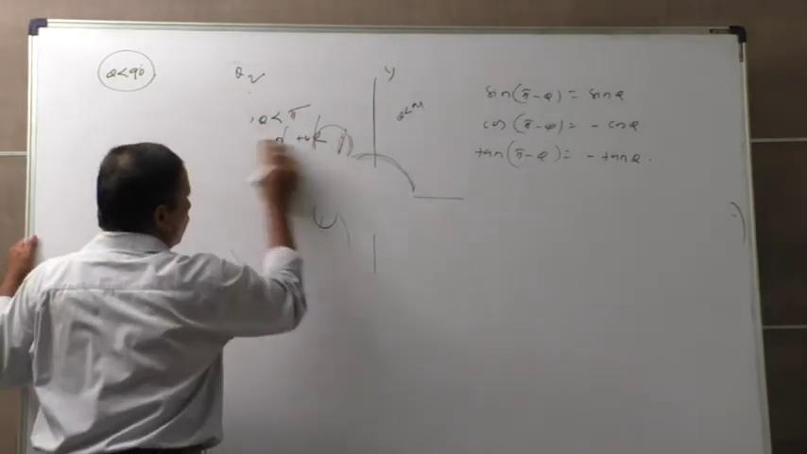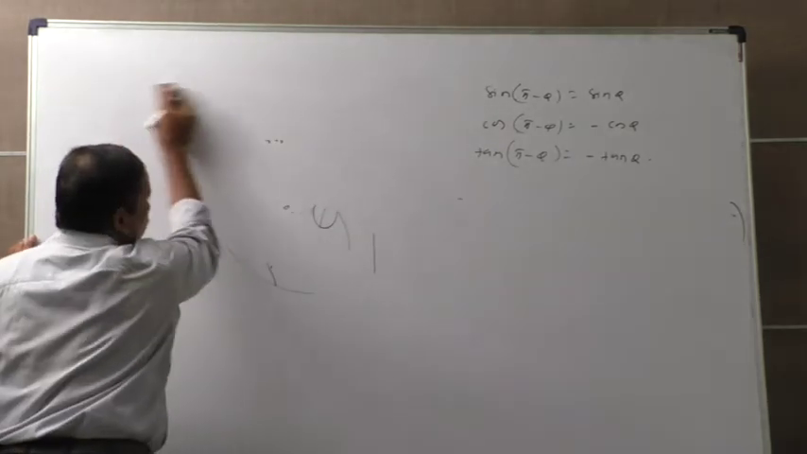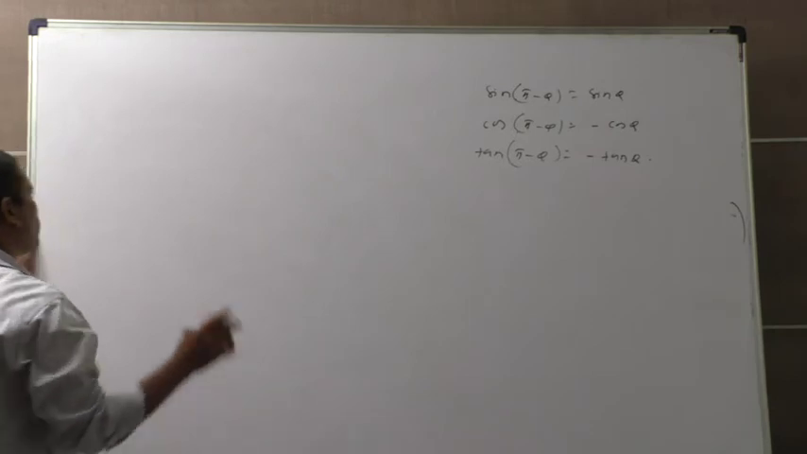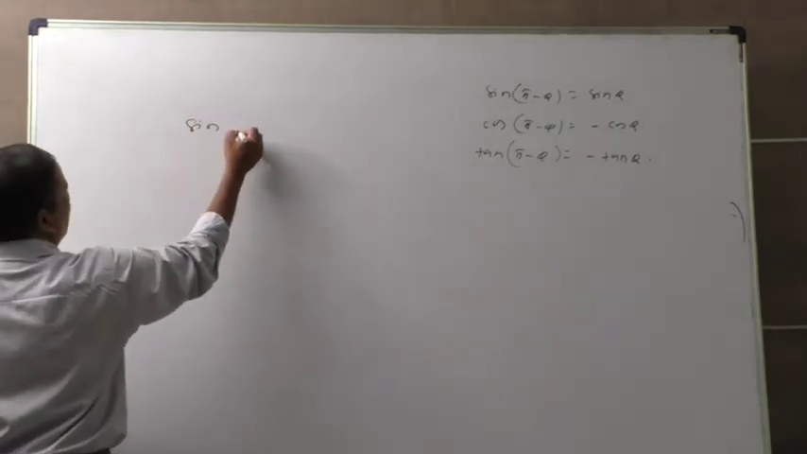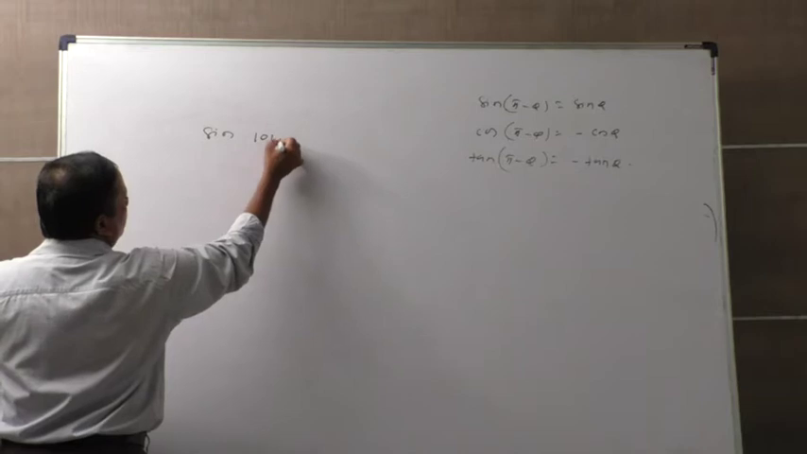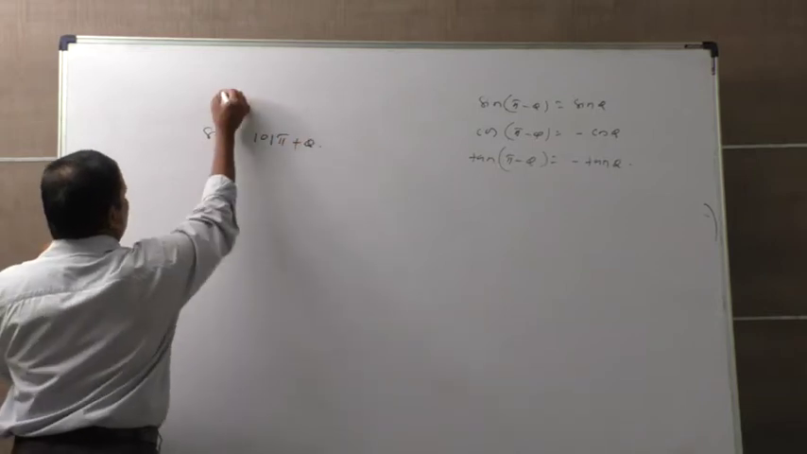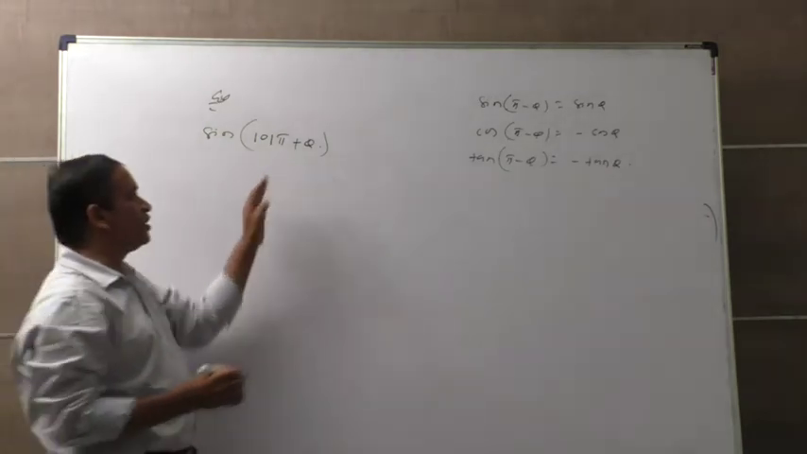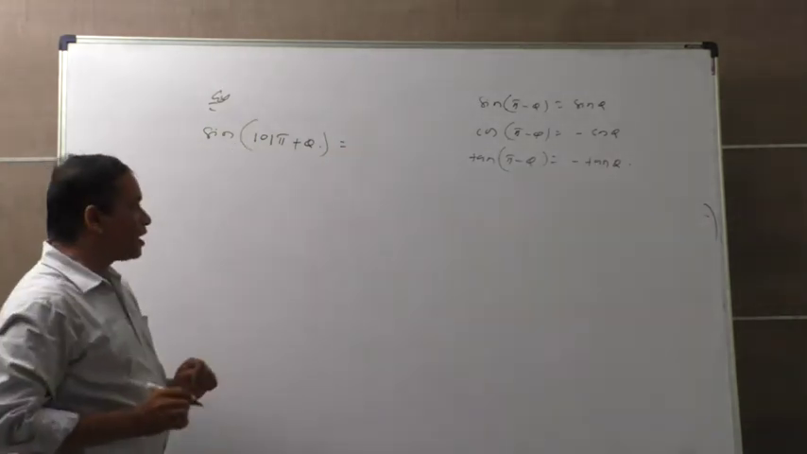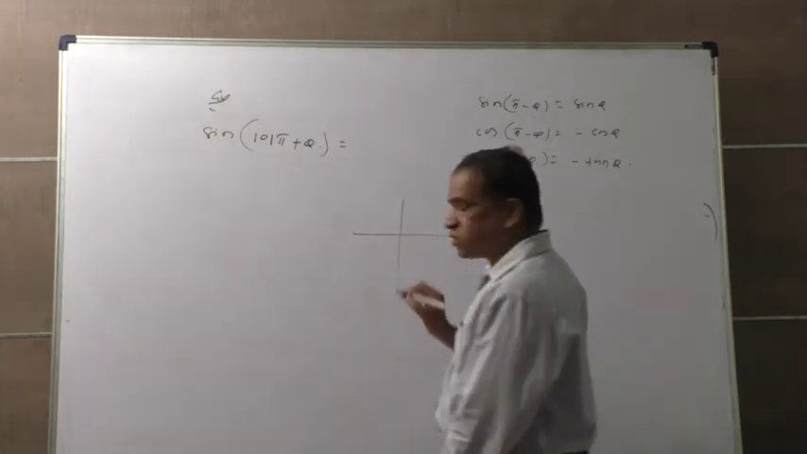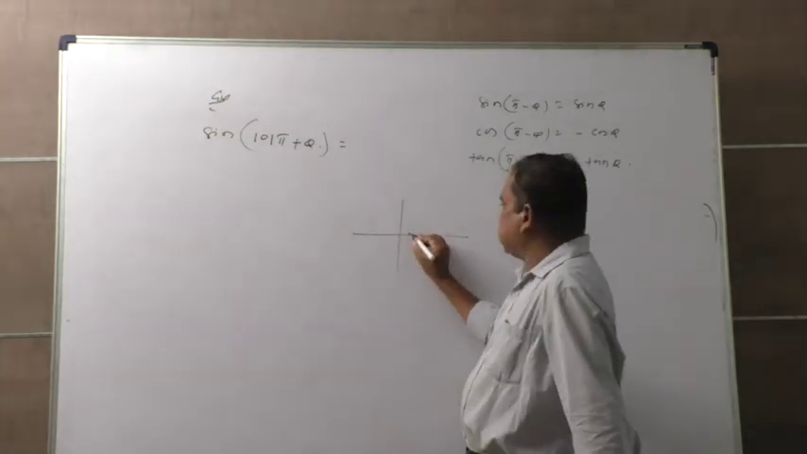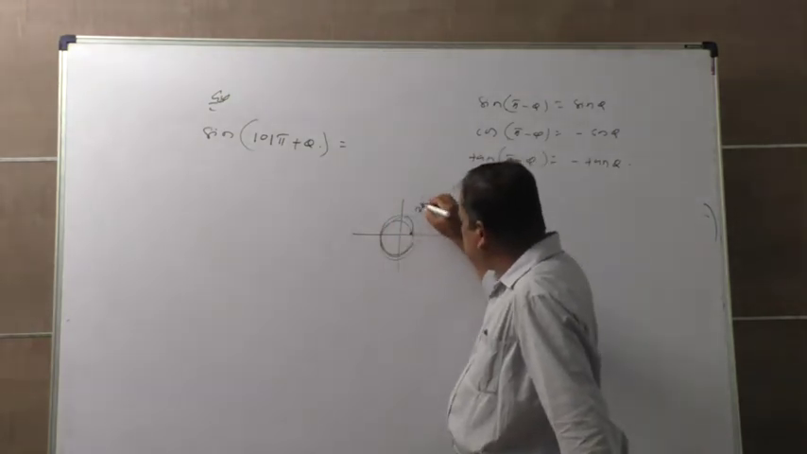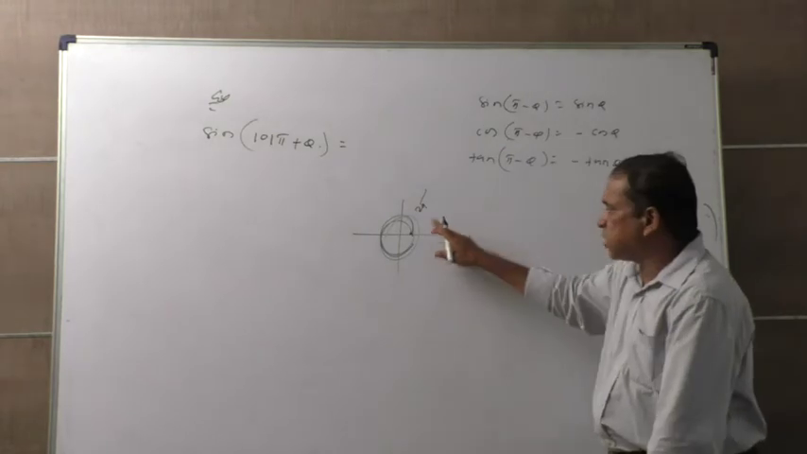We have to remember all these according to quadrants, but there is a general rule. How? Suppose you are given sin(101 pi plus theta). Take an example: sin(101 pi plus theta). What will be this value? You will start here and just revolve. For one complete rotation, that will be 2 pi.